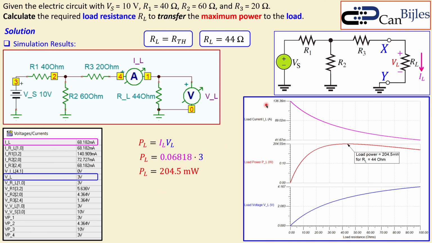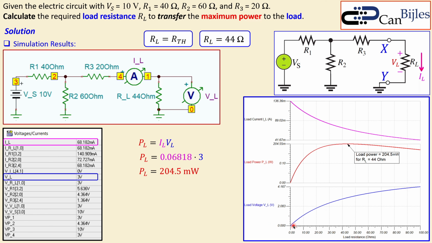This is also the plot you can generate in the SPICE simulator. I will also show you how you can do that. You can see the load current here, the load power, and the load voltage. You can see the load current indeed starts at some maximum value when the load resistance is swept from 0 to 100 ohms. It starts at 0, and then you can see the current start at 136 milliamps, but then it keeps decreasing, of course, and it will decrease asymptotically to 0 when you increase your R load to infinity.